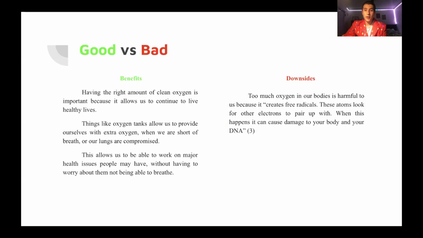And so, some of the downsides of having too much oxygen in our bodies is that it is harmful to us because it creates free radicals. These atoms look for other electrons to pair up with, and when this happens, it can cause damage to your body and your DNA. So that's just an example of having way too much oxygen in the body, and so it is unhealthy for you in the long run.